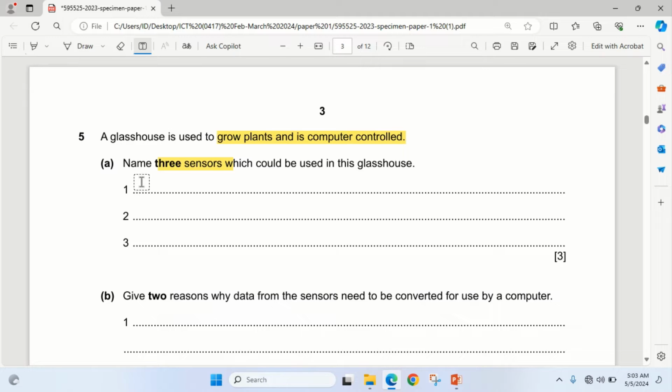So you write. Since temperature is needed for plants to grow, you can say temperature sensor. For question 2, say light sensor. Question 3, you say humidity or moisture sensor.